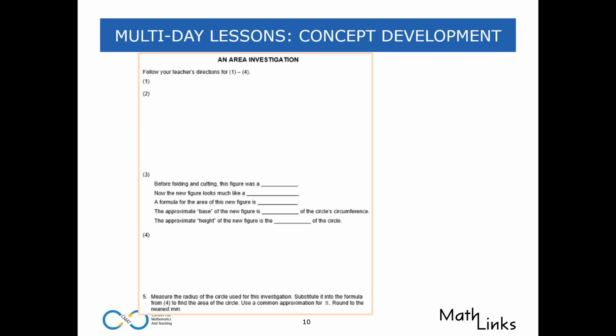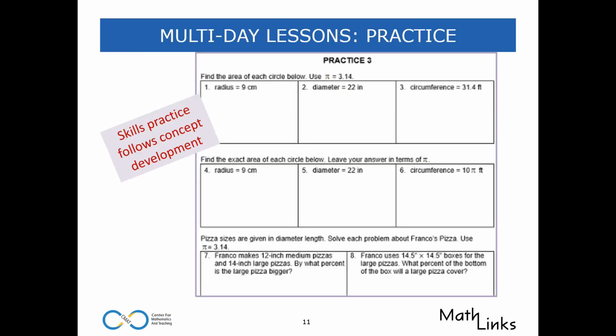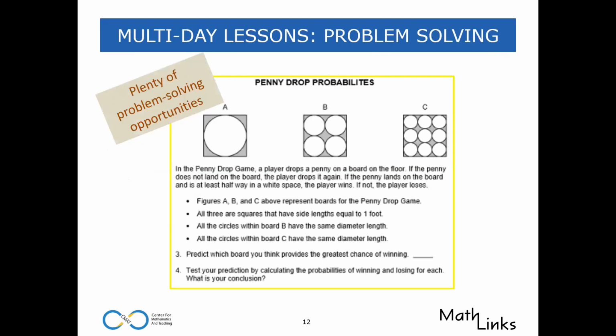After getting started, a lesson will usually dive into important concept development. Here we see another very open student page where teachers guide instruction to best fit their students' needs and learning styles. Teachers can choose to use direct and explicit instruction, or leave the lesson more open for exploration. And then concept development is followed by skills practice. And a dose of problem solving is always mixed in. This 7th grade circle area lesson is a nice place to revisit probability from an earlier unit.